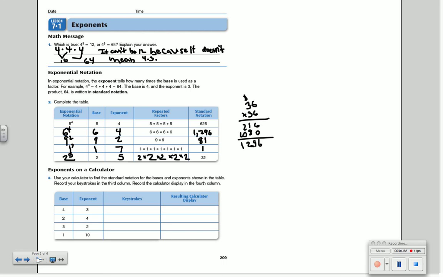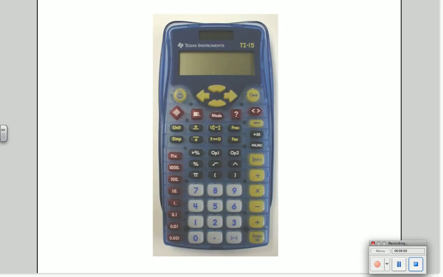So I'm going to pause the video so I can show you an example of a calculator so you know what to type in. Our first question is 4 to the third power. When you type in 4 to the third power on your calculator, you're going to start by striking the 4. You're going to strike this arrow key, and then 3, and then hit the equals sign. So it would look like this.